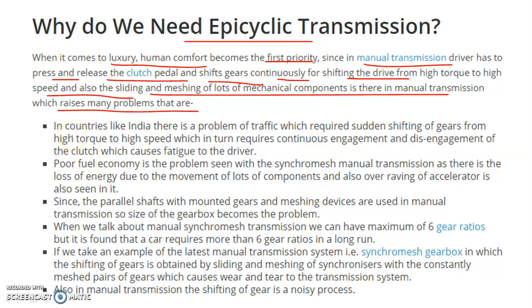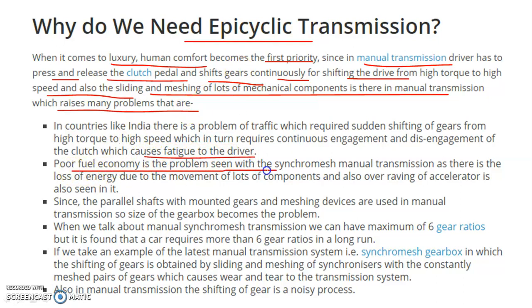Again, in countries like India, there is a problem of traffic, which requires sudden shifting of gears from high torque to high speed. This in turn requires continuous engagement and disengagement of the clutch, which causes fatigue to the driver. So to avoid fatigue to the driver, we need epicyclic transmission.